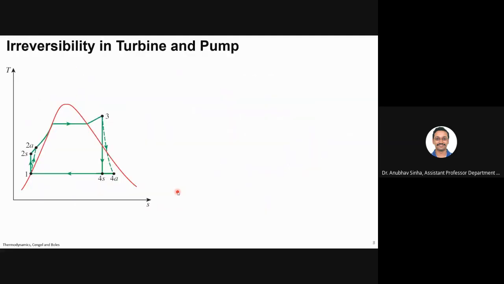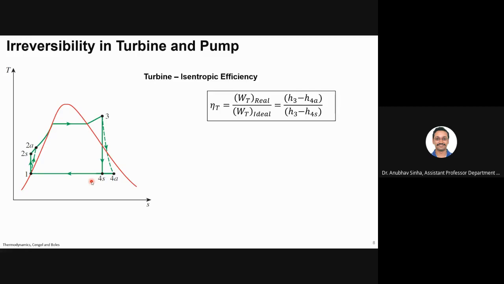Now let us see how we can quantify that irreversibility. Again, the solid line shows you the ideal cycle, and the dotted line is for the real cycle with irreversibilities. For the turbine, what is the isentropic efficiency? I can say that for a turbine, the efficiency is the amount of work that I'm getting in a real cycle divided by the amount of work given in the ideal cycle.